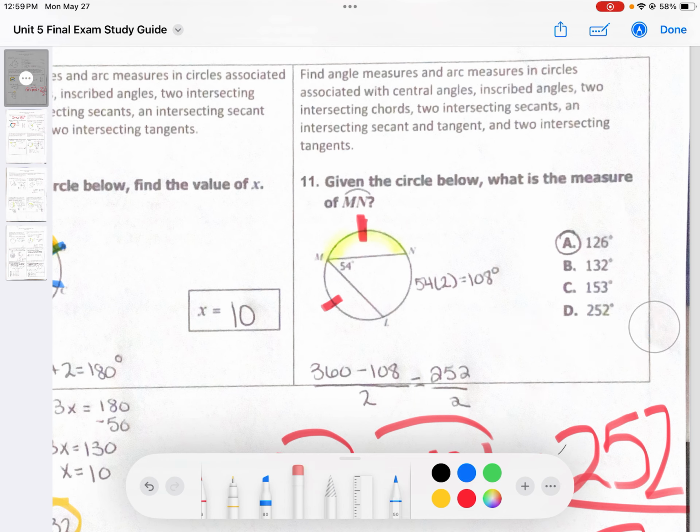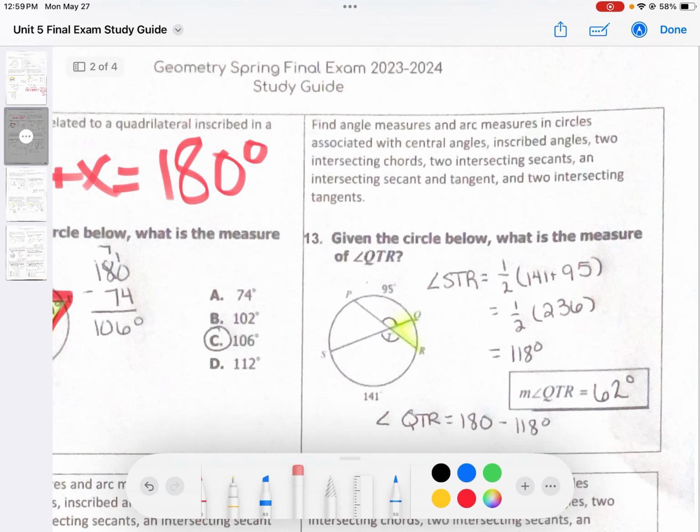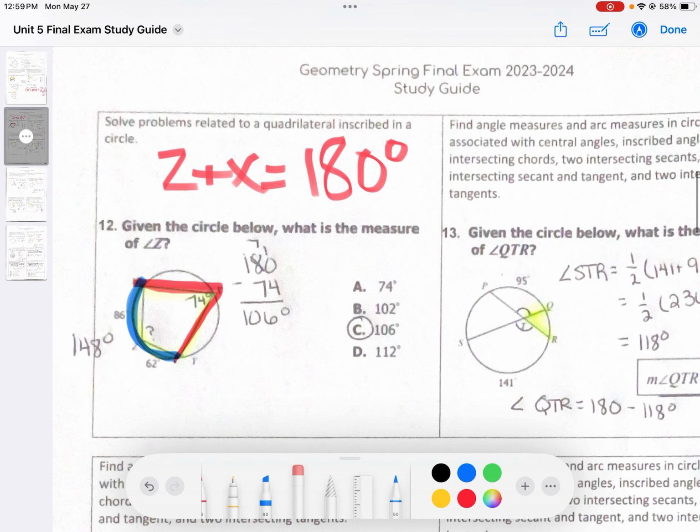All right. Here I have the opposite, where I know the arc, but I need to find the angle. My angle is half of the arc. Half means to cut something by 2. So 86 plus 62 is 148. That's my intercepted arc. It's the arc between the two lines of my angle.